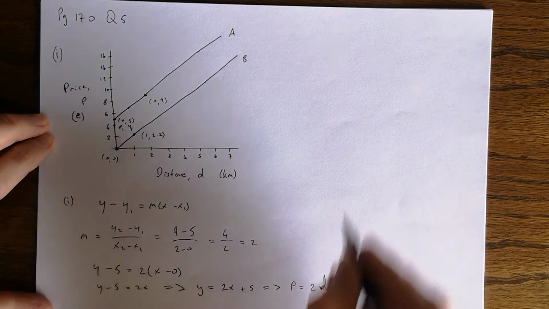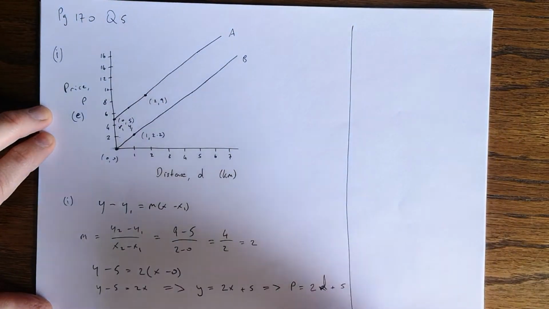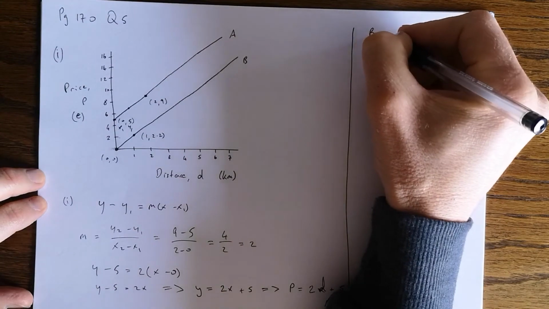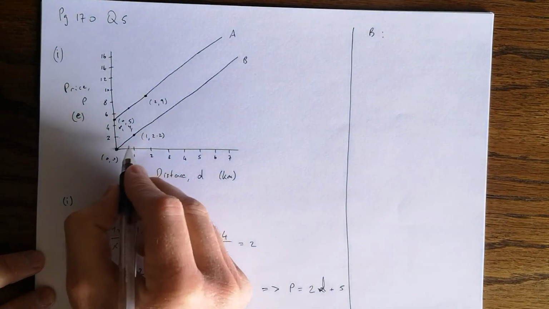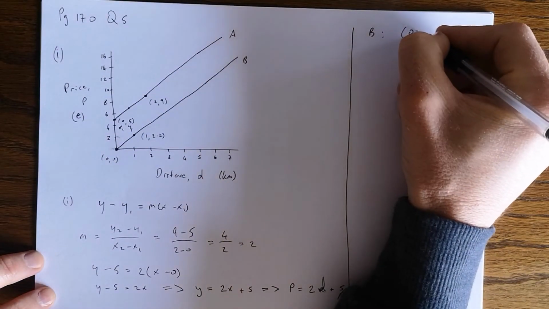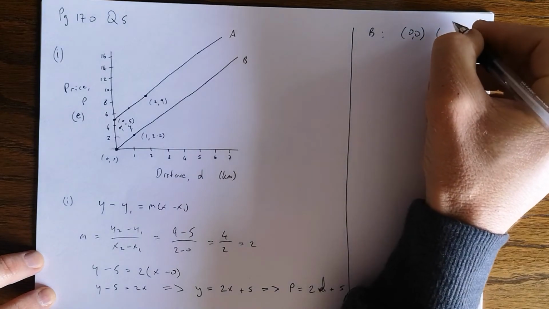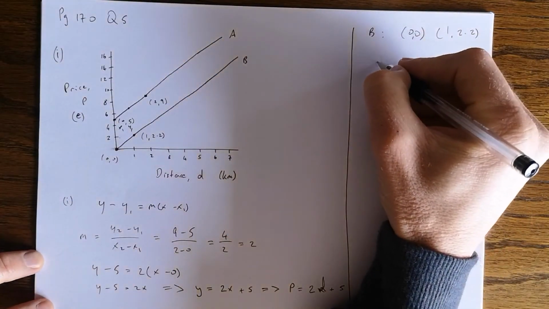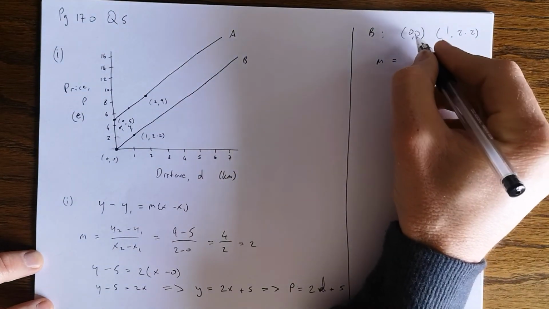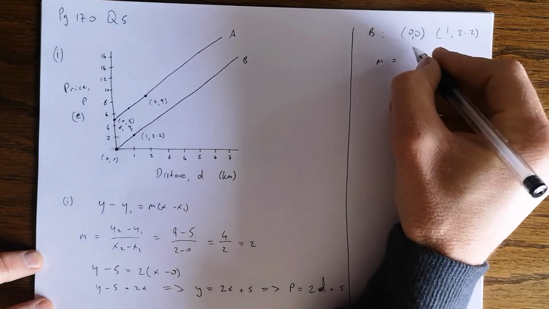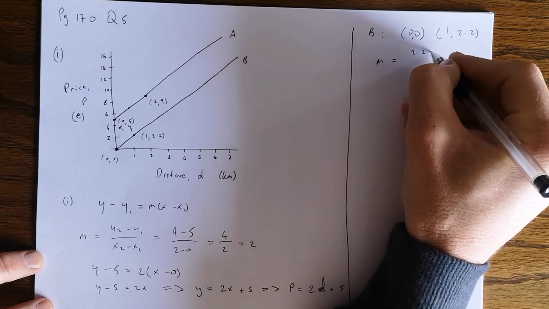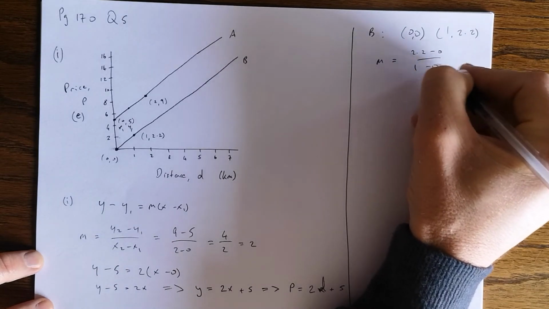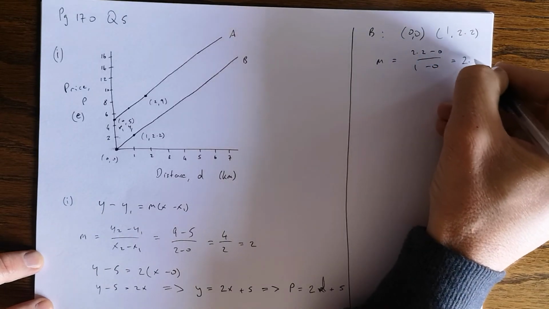So that's for firm A. And we do exactly the same thing for firm B. So we have to find the equation of the line. We're going to use the points 0, 0 and, what's the other one? 1, 2.2. So again, find the slope. So m is equal to y2 minus y1 over x2 minus x1. So it's going to be 2.2 minus 0 all over 1 minus 0, which is just going to be 2.2.